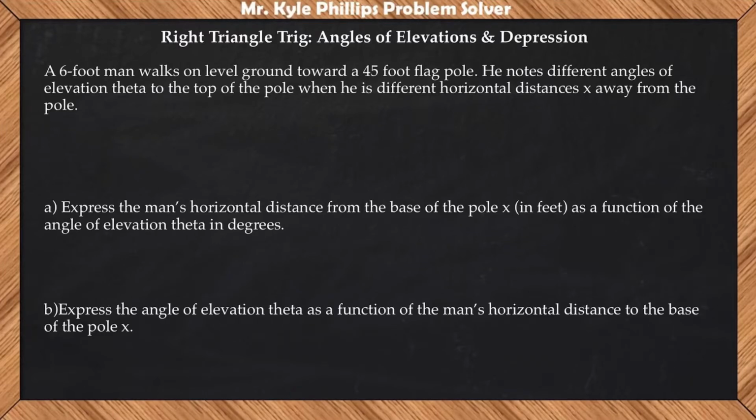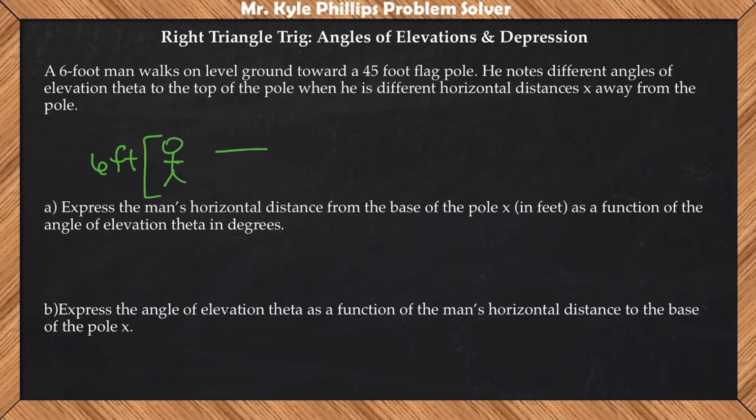Hey everybody, so in this video we're going to be looking at angles of elevation and depression. So here it says a 6-foot man walks on level ground toward a 45-foot flagpole. So let's go ahead and do that. Let's say we have some 6-foot man. So here we'll note that he is 6 feet tall and he is walking toward a 45-foot flagpole.